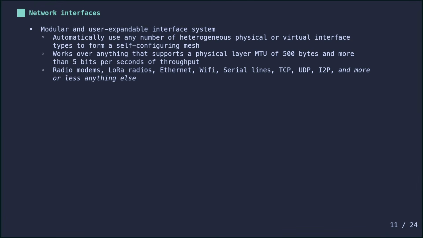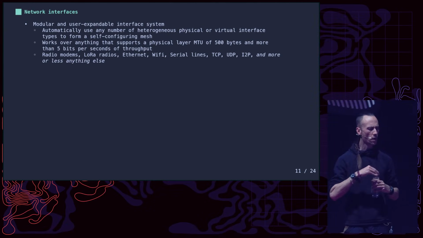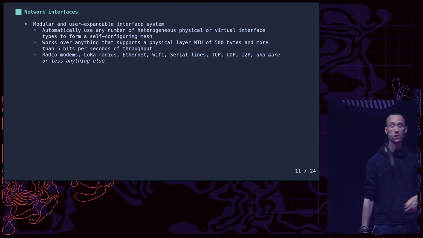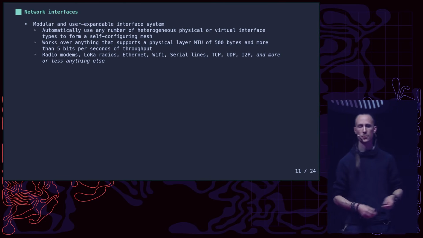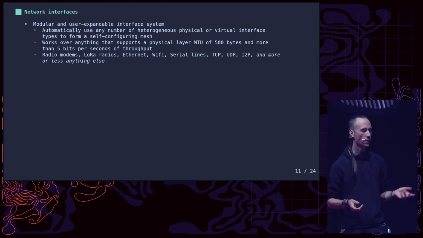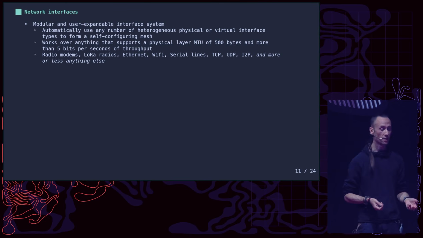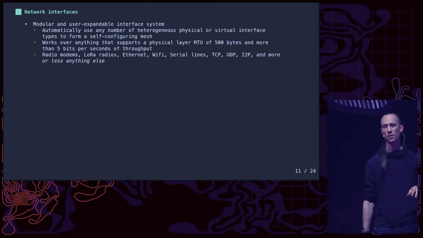And that's all well and good, but you of course need some kind of interface to send this out over. So the approach that Reticulum takes here is to have a very flexible and modular interface system that can also be expanded at runtime by users. Reticulum can automatically use any number of heterogeneous physical or virtual interfaces to form a self-configuring mesh. And it works over anything that supports a physical layer MTU of at least 500 bytes, and as long as you have more than 5 bits per second of throughput, it actually works.